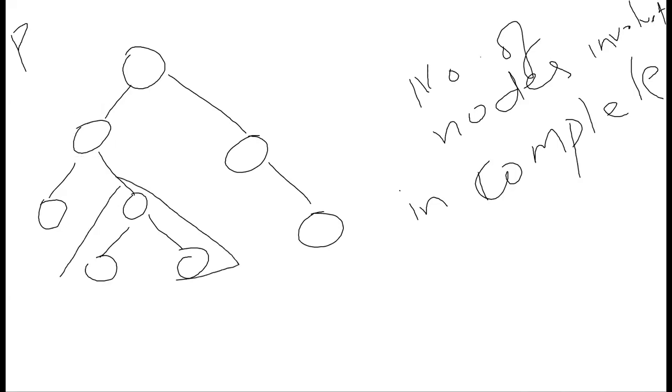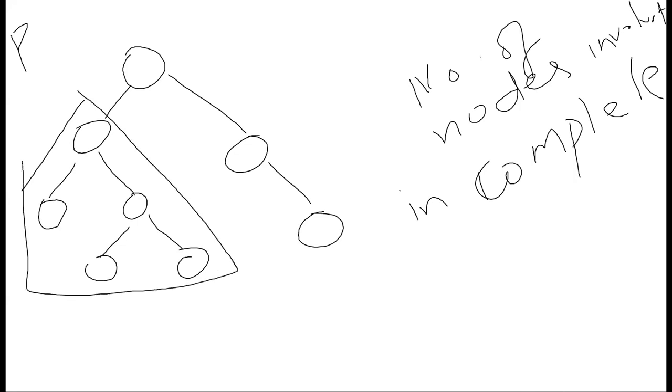Does it make sense? This is a complete binary tree, so 3 will be counted, but when we consider this tree, it's not a complete binary tree. So anything above that will not be a complete binary tree.